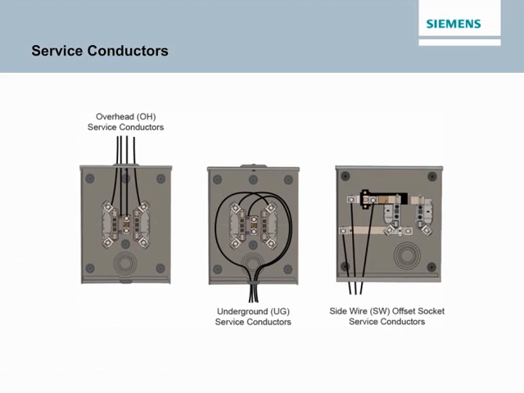Combination overhead underground sockets are designed for use with either service. A cover plate for openings at the top of the socket is required in underground feed applications. Some meter sockets have a side wire design with an offset socket to provide more wire bending space for easier underground wiring.